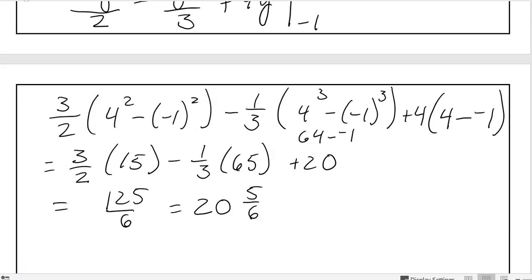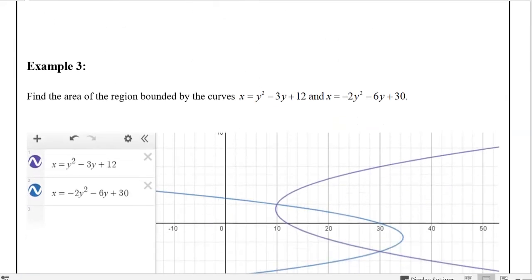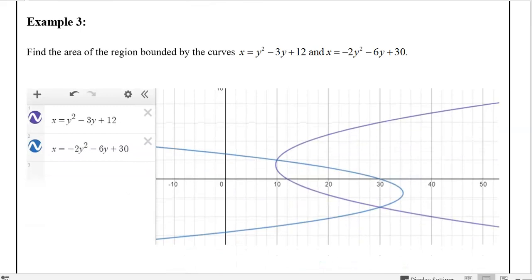Let's take a look now at example 3. In example 3, we are asked to find the area of the region bounded by two different curves. These curves are given here and are, in fact, both sideways opening parabolas. However, one is opening to the right and the other is opening to the left. We will need to know where the points of intersection are, which is probably where we should start.